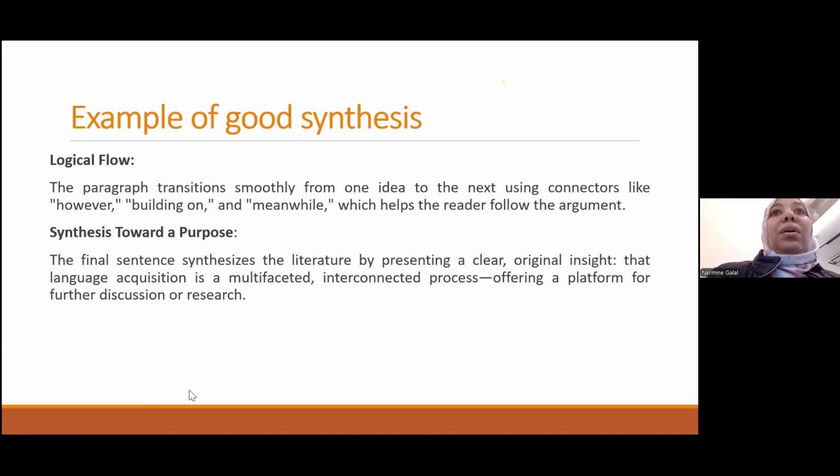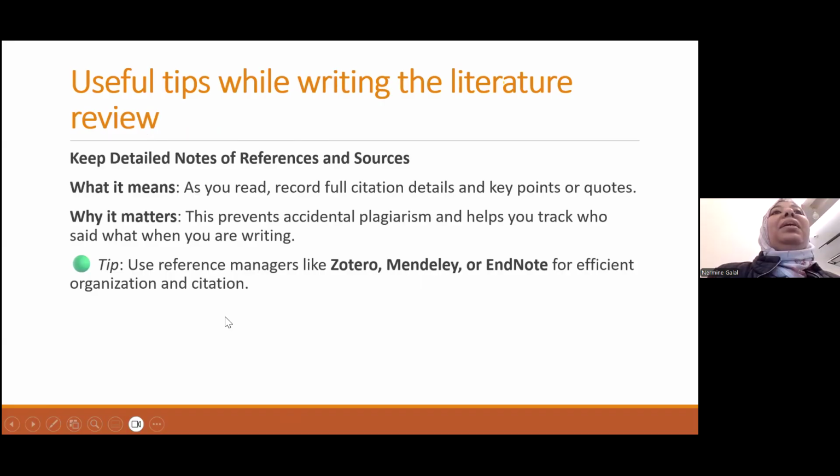Another point that we need to bear in mind is, yes, Dr. Dina? Keep detailed notes of references and sources. That's where the idea of having two separate steps working together comes in. You go and read, you find studies that are relevant, you exert effort in getting the information in these studies, but at the end you write something. You need to keep detailed notes of your references.